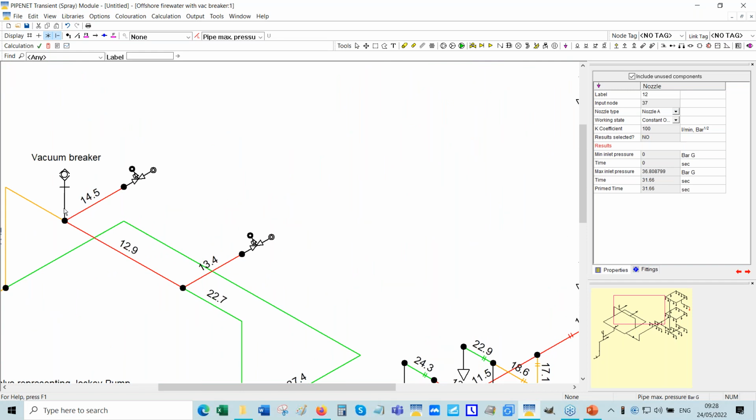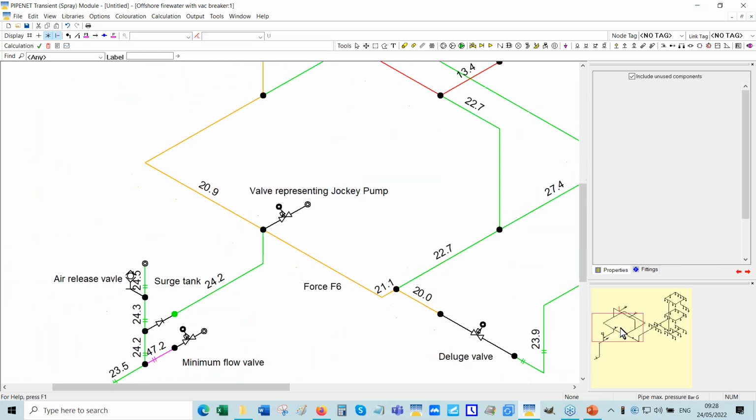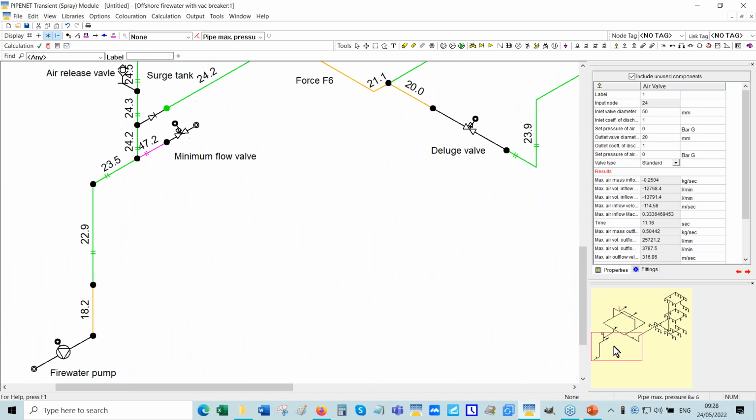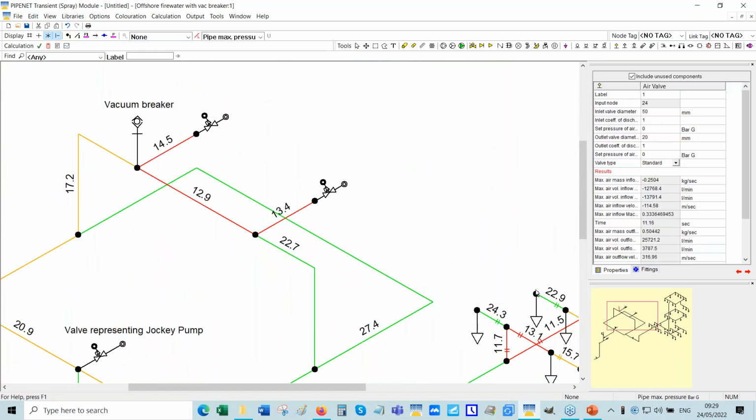Whereas the system has this vacuum breaker, the air inlet, which is typically larger when you're using the vacuum breaker to reduce pressure surge, and the air outlet is 20 millimeters. So the air comes in more easily than it can go out. That's important. Okay, so this is how you would model vacuum breakers.